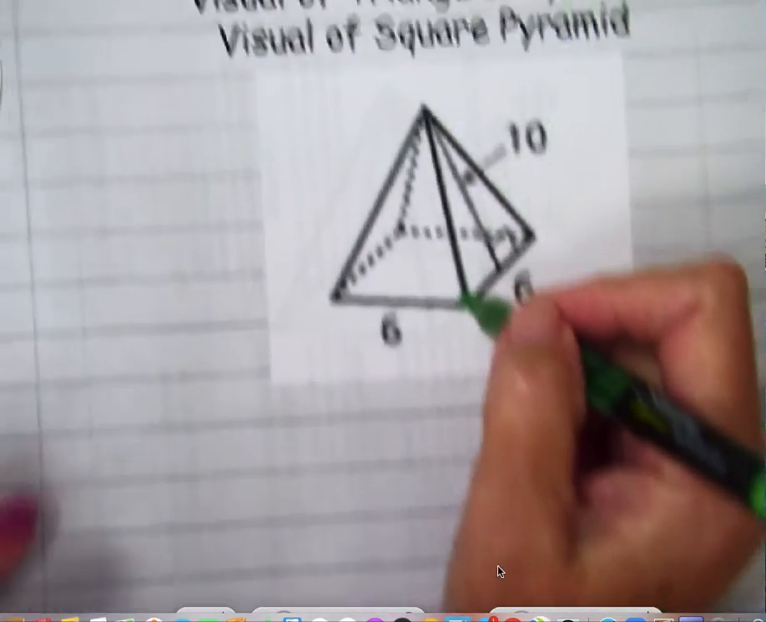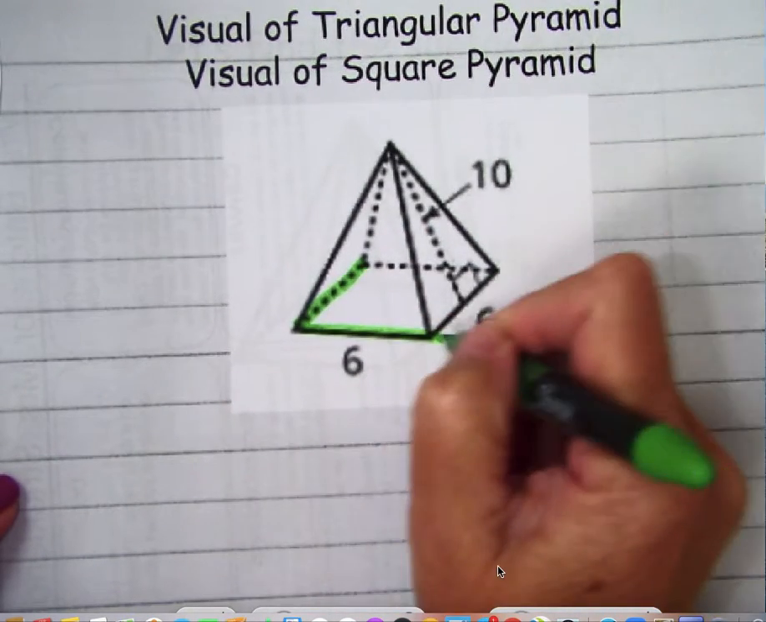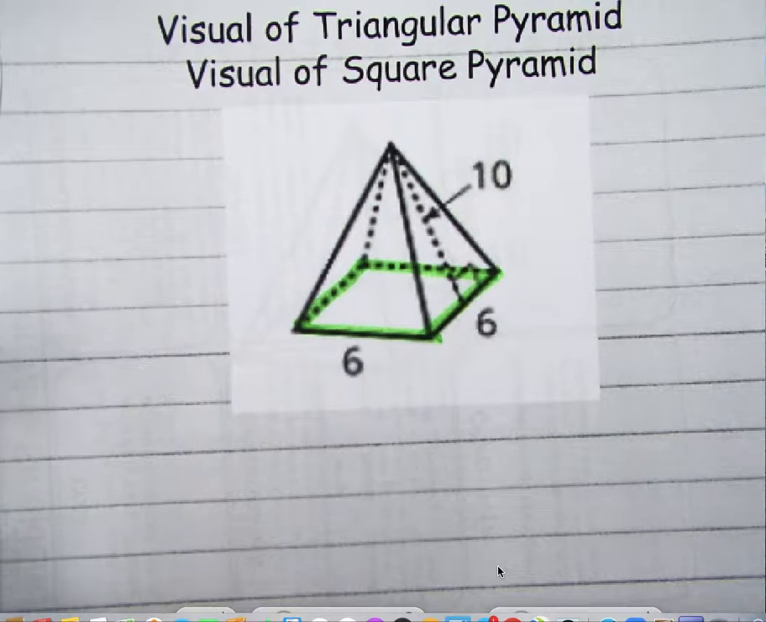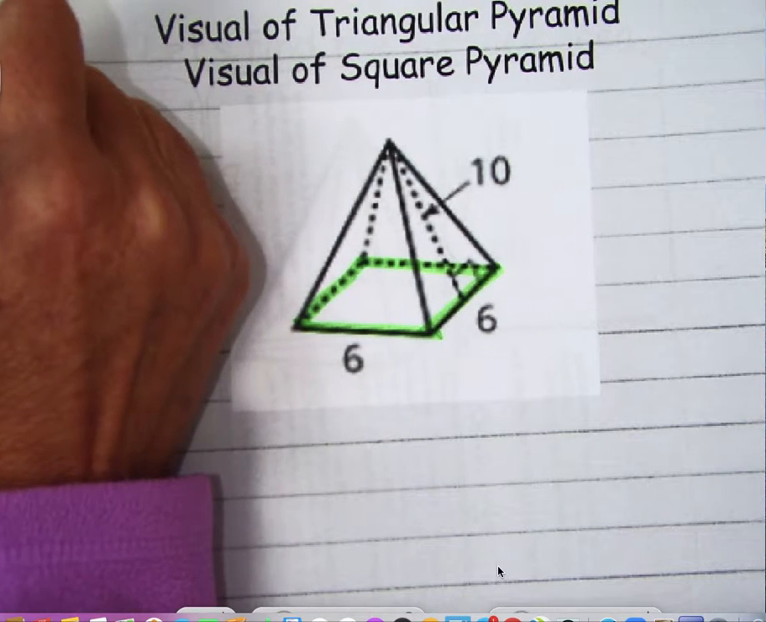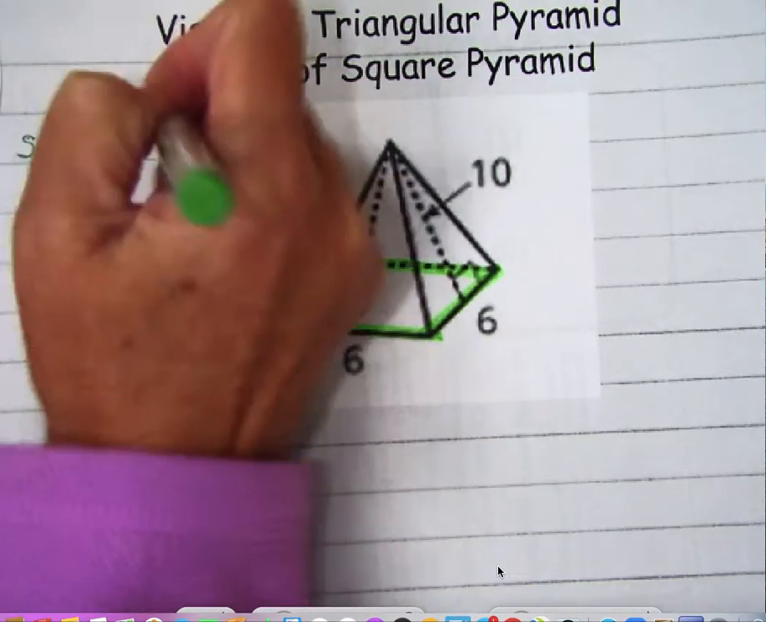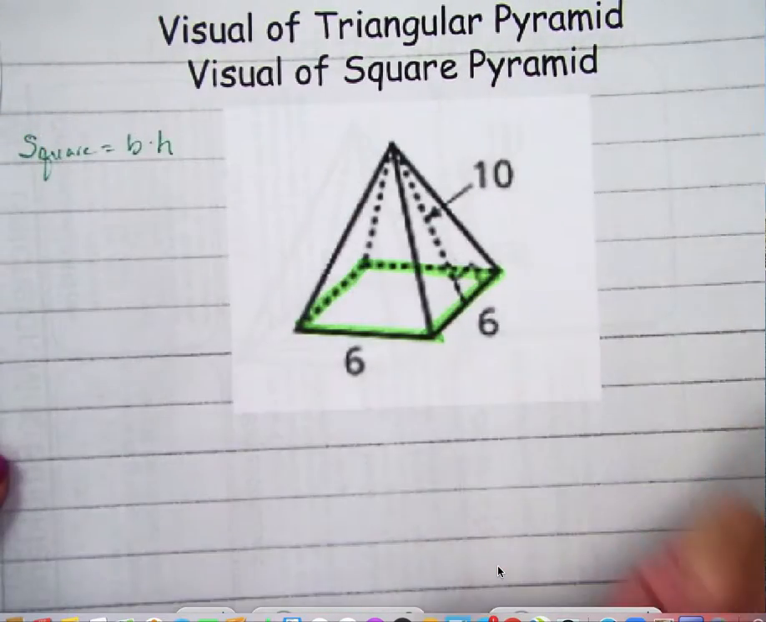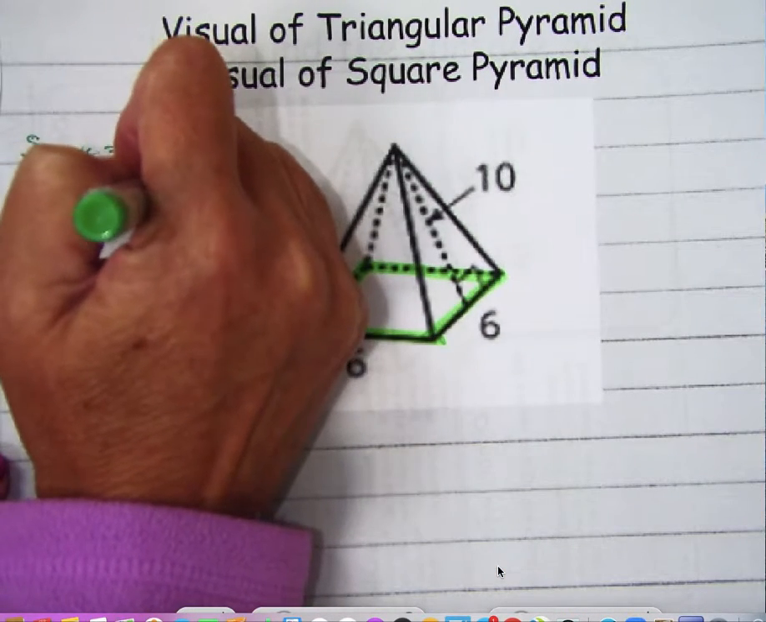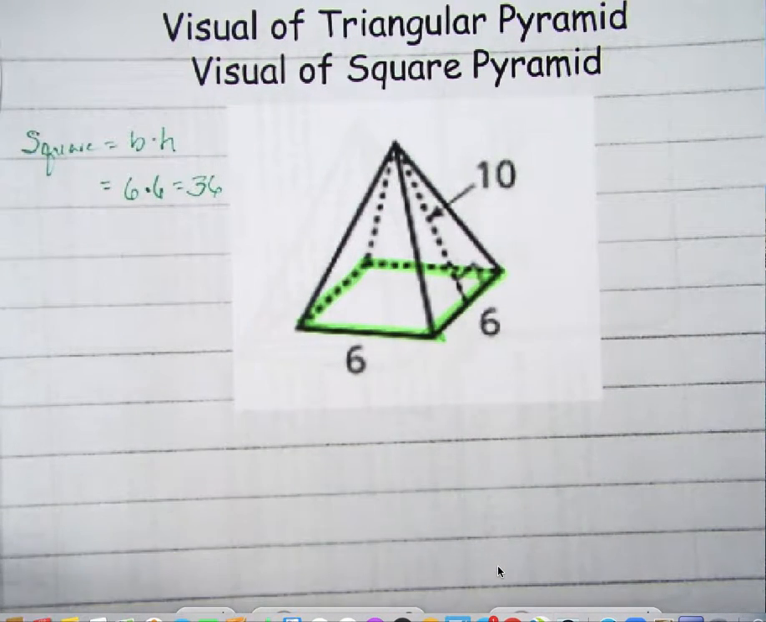We've got to find the area of the base. This base happens to be a square. What are the dimensions of this base? Well, the area of a square is base times height. This one happens to be 6 times 6, so the area of the base is 36.